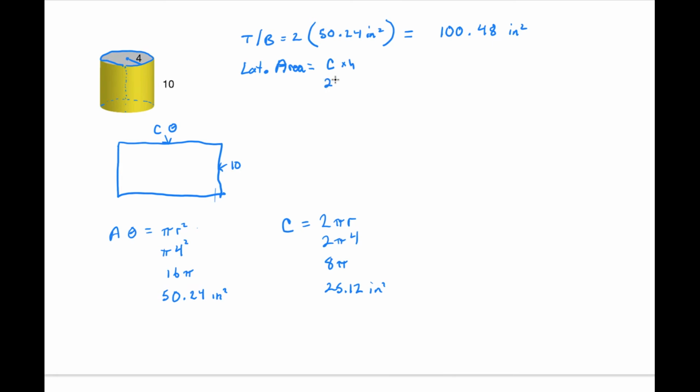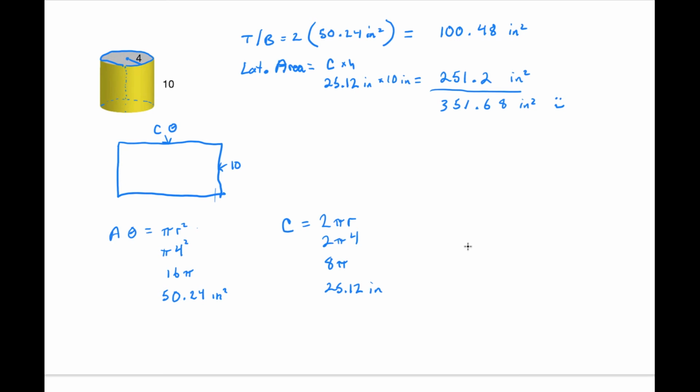And the lateral surface area is going to be the circumference times the height, which in this case is 25.12 inches. Sorry, it wasn't inches squared, just inches because it's the length here. Times the height, which is 10. So times 10 inches is going to equal 251.2 inches squared. And we add those together, 100.48 plus 251.2, and 351.68 inches squared is our answer.